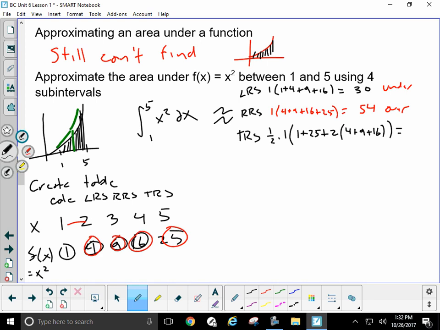Okay, it's still the best that I can do. I know what the notation would be to represent the exact area, but I still don't know what it is. Mr. Navarro, are you doing the calculation for me? What do you get? 42? That sounds about right. Okay, that's going to be slightly over. Okay, good.